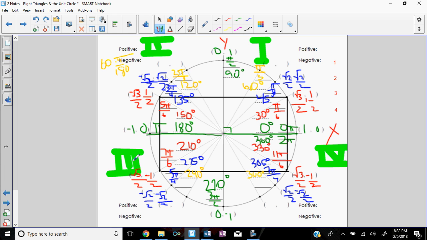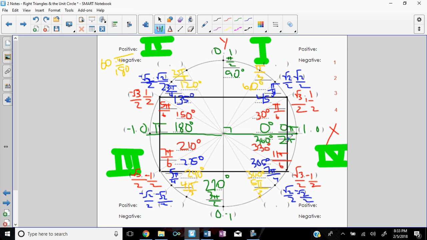If I go another 60, that's going to be 3 pi over 3, which is just 1. This is going to be 4 pi over 3. Five pi over 3. And then 6 pi over 3 is again going to reduce to 2 pi.